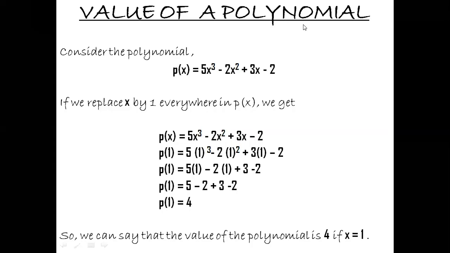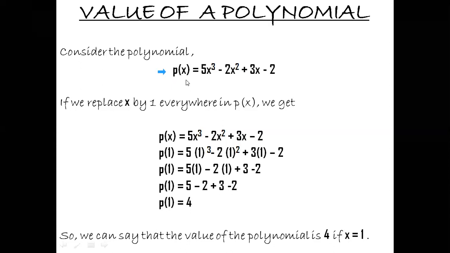Let us try to understand the concept of value of polynomial. To understand the same, let us take an example of a polynomial. Let's consider the polynomial p of x. Over here, p of x is equal to 5x cubed minus 2x squared plus 3x minus 2. You could see over here that the variable is x. Hence, this is p of x, that is polynomial of x.